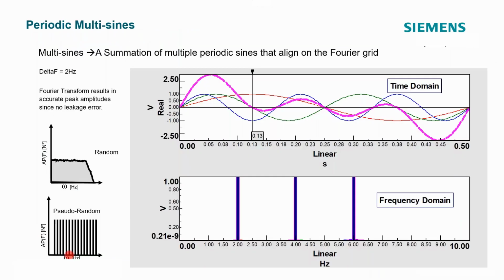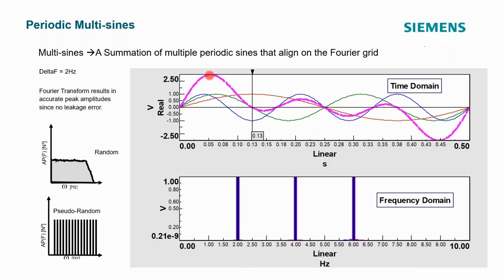So as I mentioned, this pseudo-random, I kind of wanted to highlight this a little bit more. This is what we call multi-sine. A very simple example of multi-sine is where you have multiple sinusoids lined up on the Fourier grid. So if you have a 2 Hertz resolution, you have a sinusoid every 2 Hertz; with a 4 Hertz resolution, you have a sinusoid every 4 Hertz. Like in this example for a 2 Hertz resolution on the Fourier grid, we have a 2 Hertz sine wave, a 4 Hertz sine wave, and a 6 Hertz sine wave. And looking at those in the time domain, this is what we have up here.